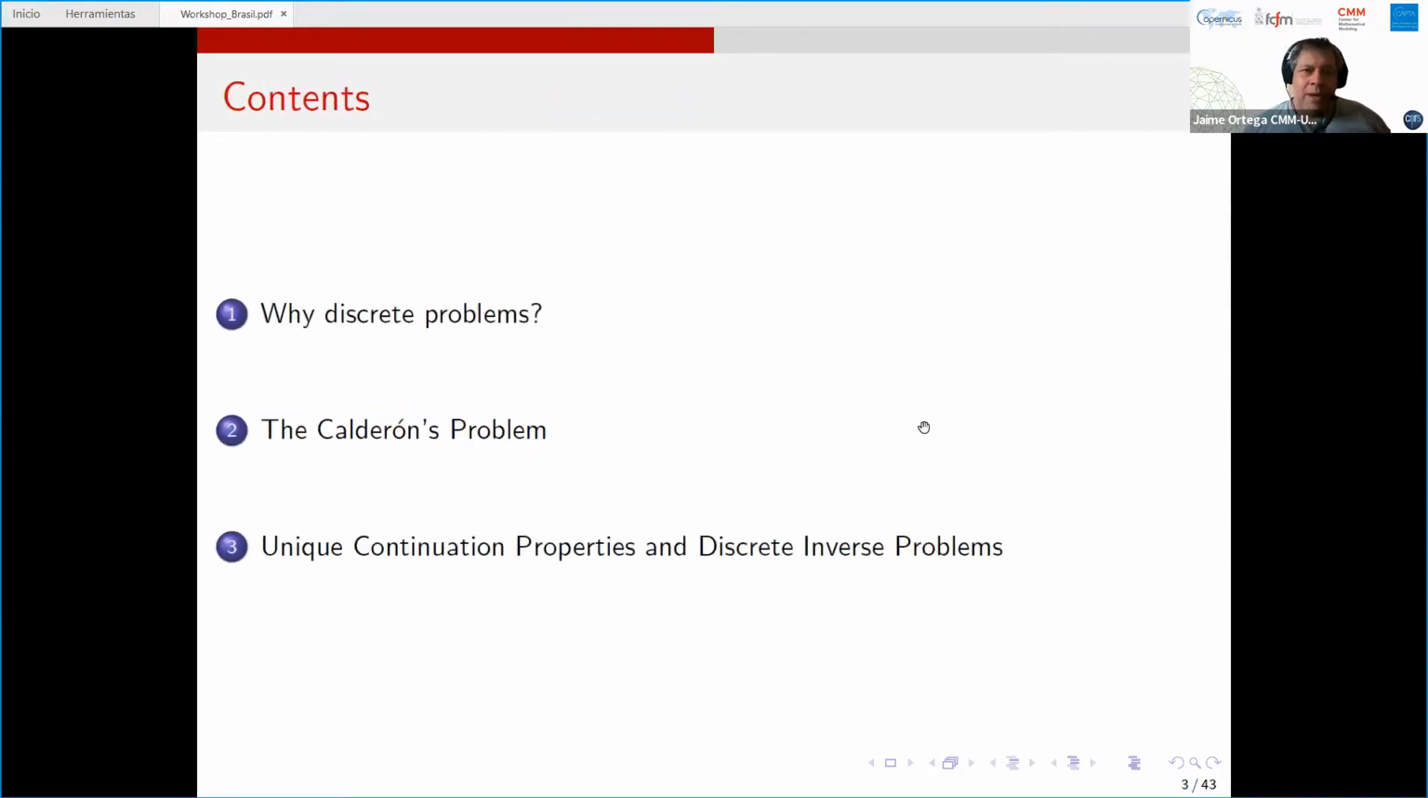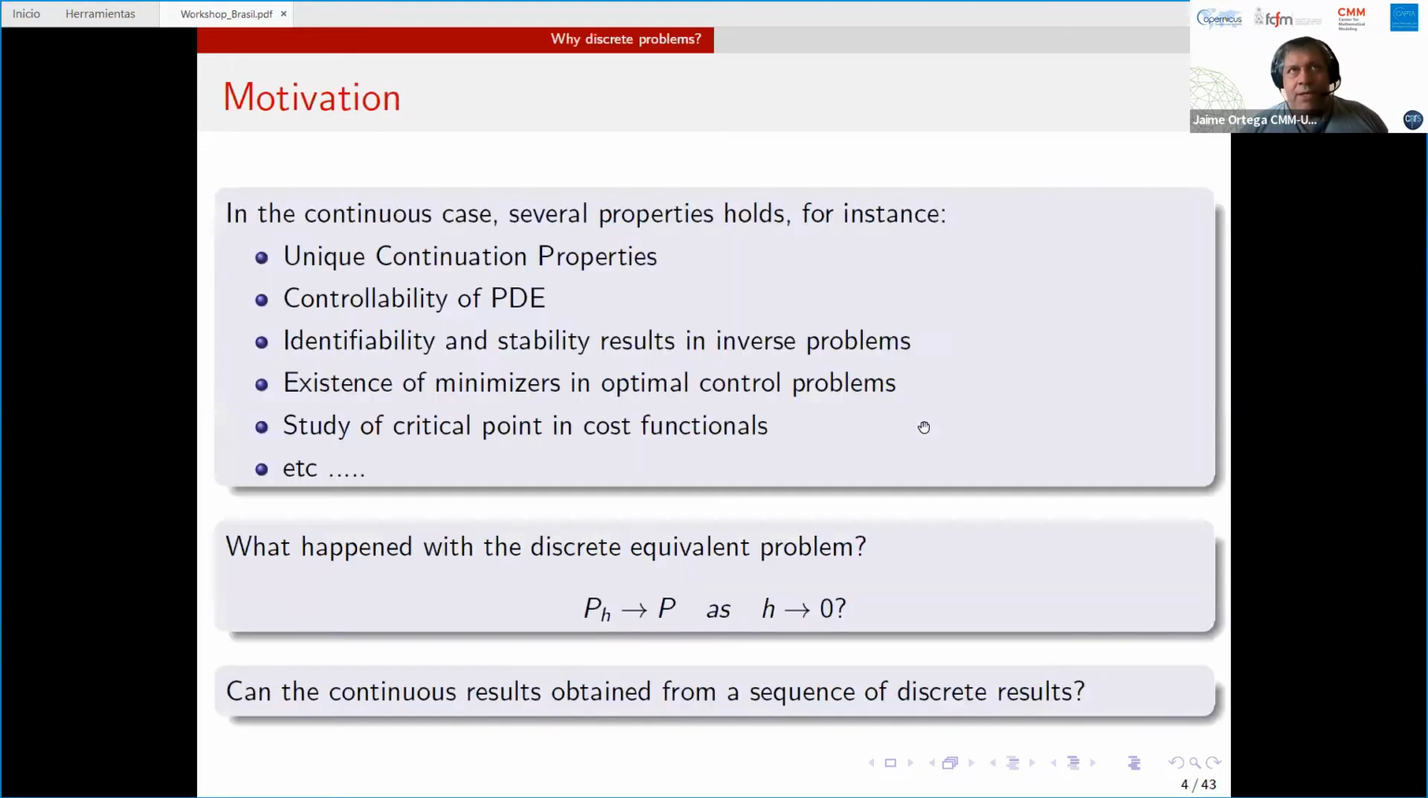Well, I'm going to try to talk not too technically because the results are very technical, but I'm going to try to explain the main ideas behind this kind of problem. First, why it is interesting to talk about discrete problems, then how we can talk a bit about the well-known Calderon problem, and also an application for a BBM equation.